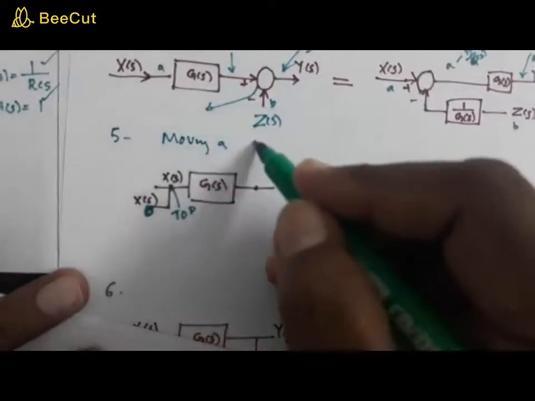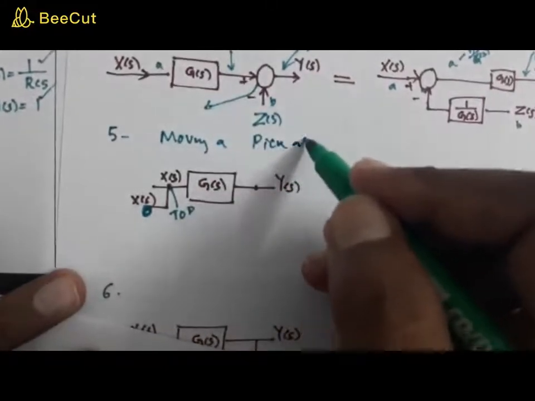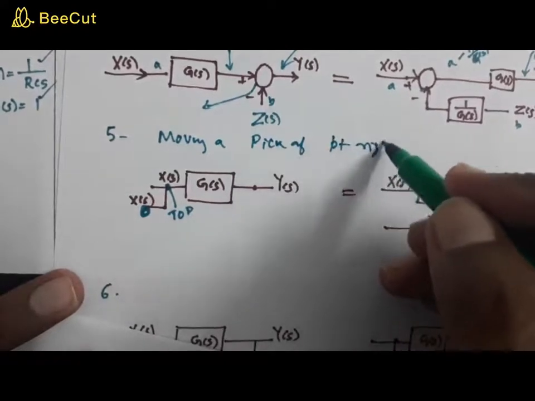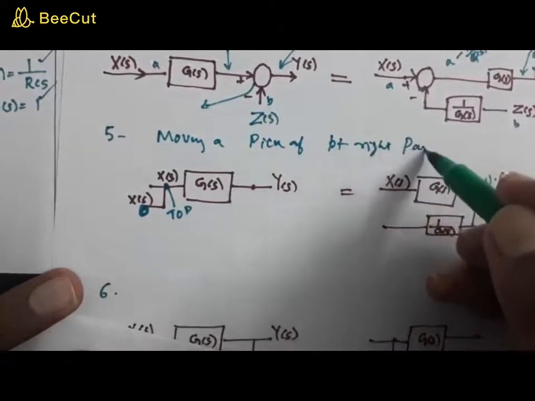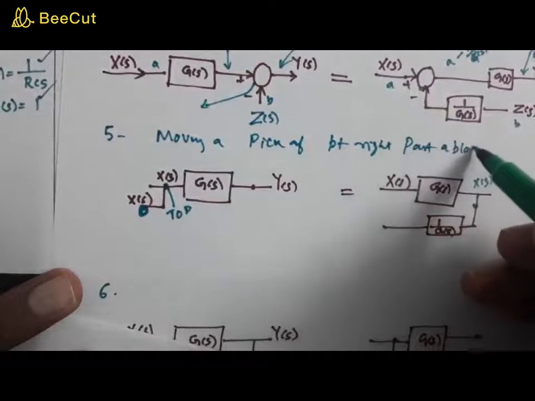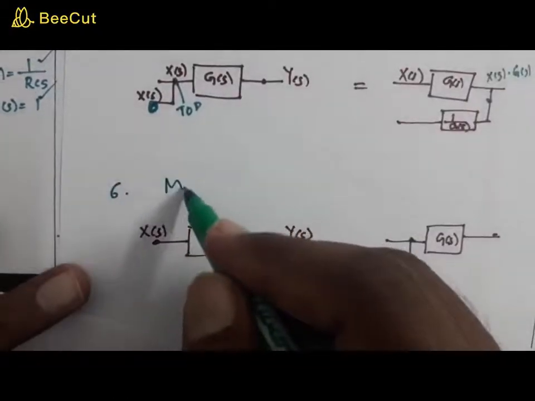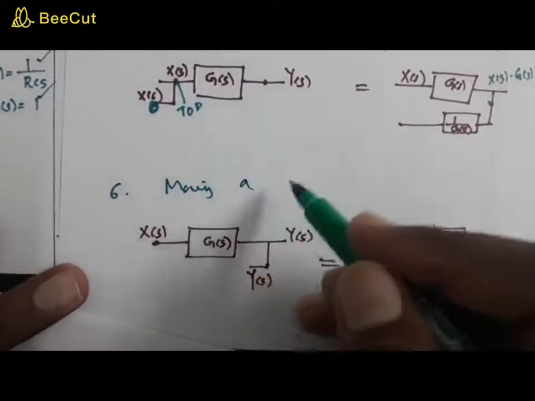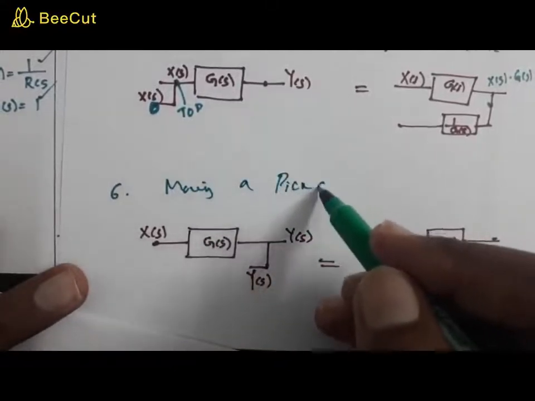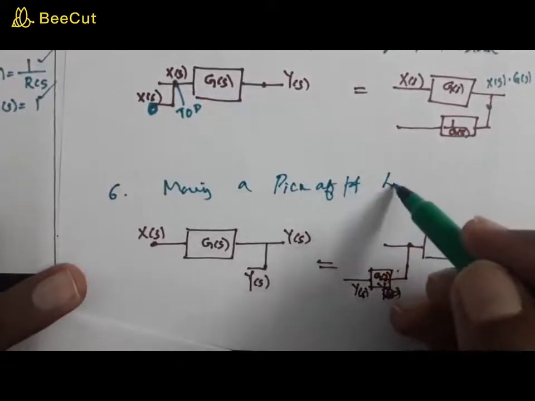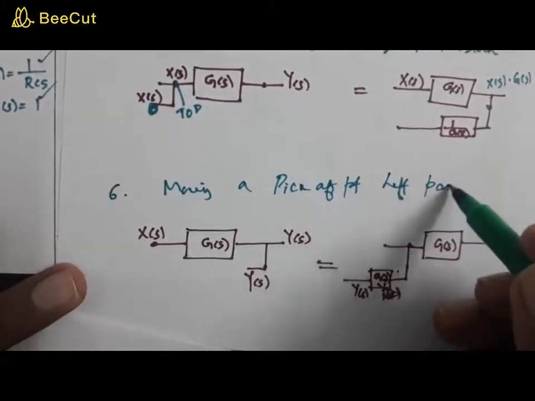Moving a pick-off point right past a block, right past a block. This is much simpler in comparison to the other. Now what must be this? This is actually the reverse of that, moving a pick-off point left past a block, left past a block.